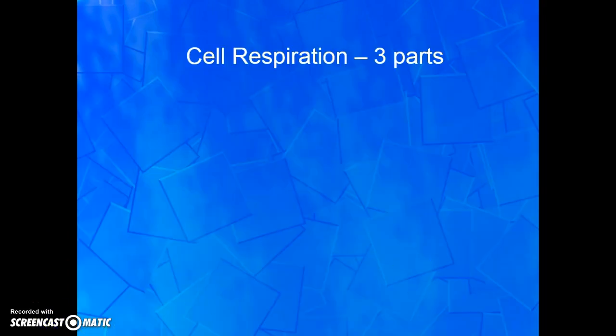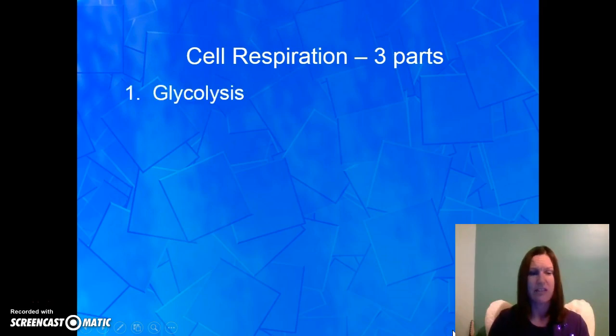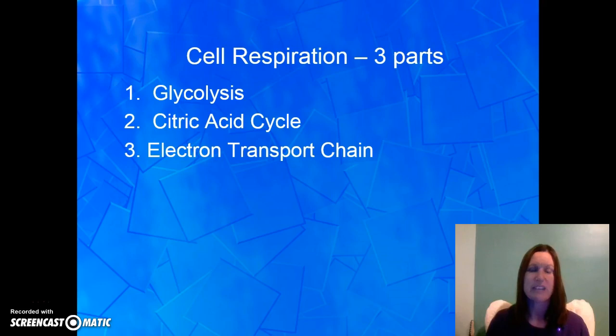Okay, so cellular respiration occurs in 3 parts. There are 3 parts of cellular respiration you're going to have to know. The first one is glycolysis. The second one is the citric acid cycle, sometimes referred to as the Krebs cycle. And then the electron transport chain is how we'll finish up.